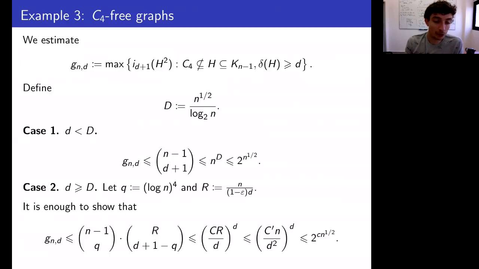So in order to obtain this upper bound on the number of independent sets, we only need to check that the assumptions of the lemma hold. Namely, we want to guarantee that every subset of vertices of H squared, which is of size at least n over d, already induces quite a lot of edges in H squared.